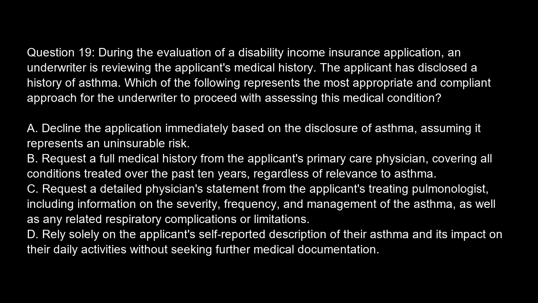Option B. Request a full medical history from the applicant's primary care physician, covering all conditions treated over the past 10 years, regardless of relevance to asthma. Option C. Request a detailed physician statement from the applicant's treating pulmonologist, including information on the severity, frequency, and management of the asthma, as well as any related respiratory complications or limitations. Option D. Rely solely on the applicant's self-reported description of their asthma and its impact on their daily activities without seeking further medical documentation.